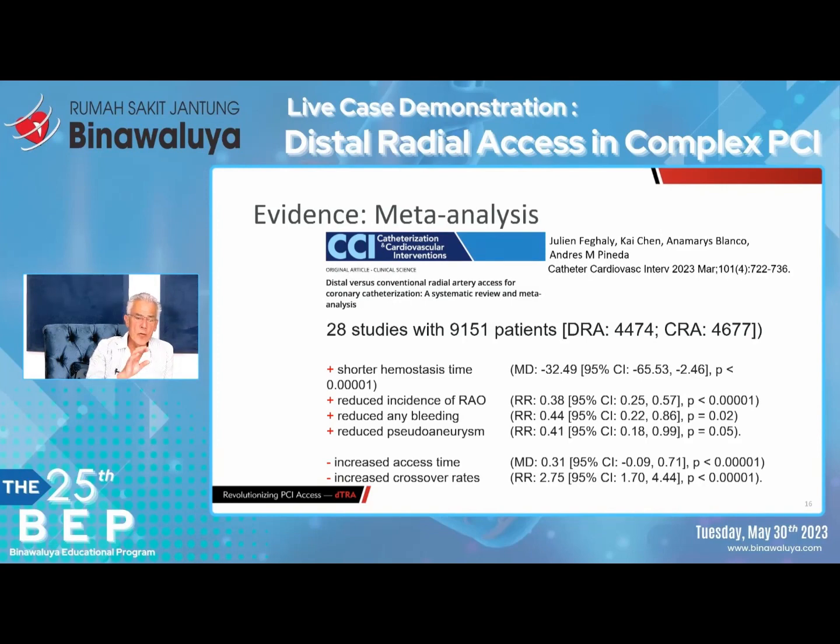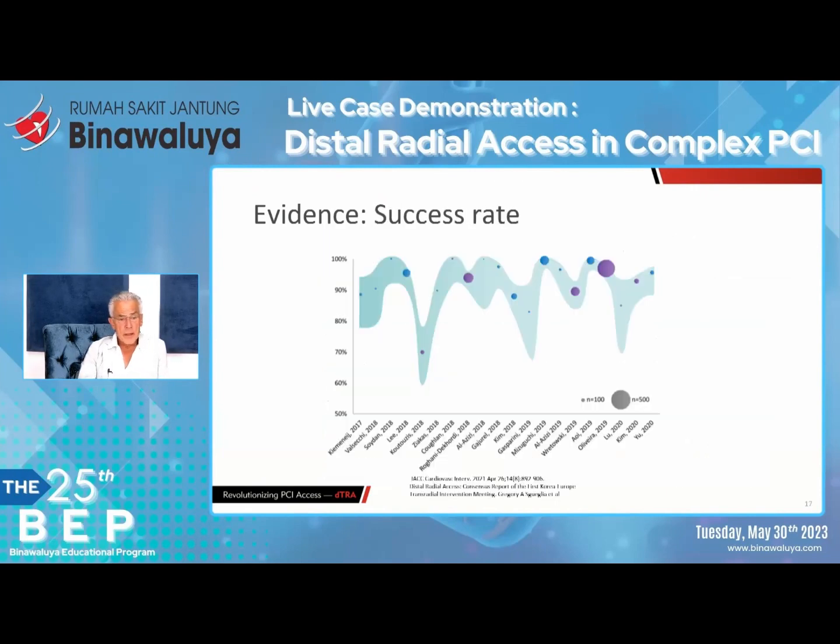It's important to remember that over 90% of your patients will have a successful distal procedure if you start distally in all patients. So over 90% of patients do benefit from the additional advantages of a distal radial approach. And our task is to get more proficient in the technique so that access time is reduced and that crossover rates are reduced as well. This slide also comes from the consensus paper by Sgueglia and colleagues about the success rate. It is again somewhere over 90%, as you can see, and the big dots represent the larger studies.